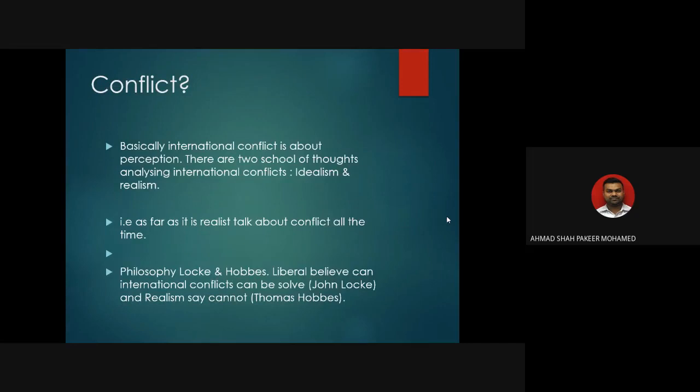Okay, basically, international conflict is about perception. So there are two schools of thought analyzing international conflict, which are idealism and realism. For example, realists talk about conflict all the time. Philosophers like Locke and Thomas Hobbes, in the liberal perspective, believe that international conflict can be solved, and realism says it cannot. Realism says that international conflict can only be solved by war. In terms of liberalism, they feel that international conflict can be solved by cooperation.